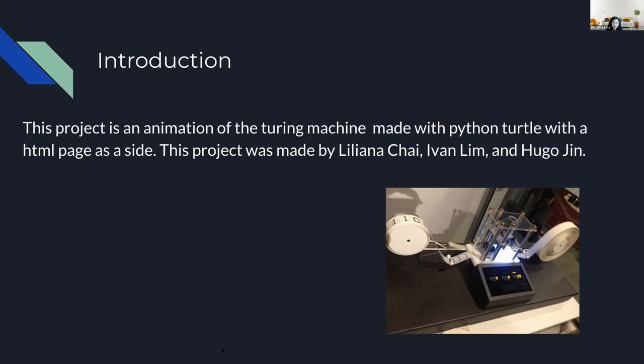My name is Liliana, and I'm going to 7th grade, and my experience is Python, Java, and HTML basics. My name is Hugo Jin. I'm going into 8th grade. My experience is Python, HTML, and JavaScript basics. Hello, my name is Ivan Lim. I'm going to 7th grade. My experience with coding is only with Python Turtle.